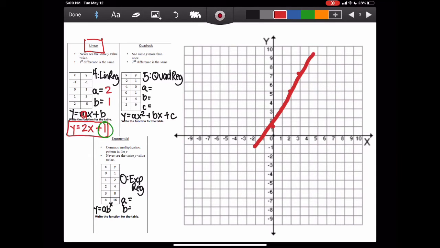That was not the greatest graph, but this is what the graph of y equals 2x plus 1 would look like. All right, let's look at this quadratic one right here, and we have this table which is going to be -2, -1, 0, 1, and 2 for our x. So we are going to go back to our calculator here.